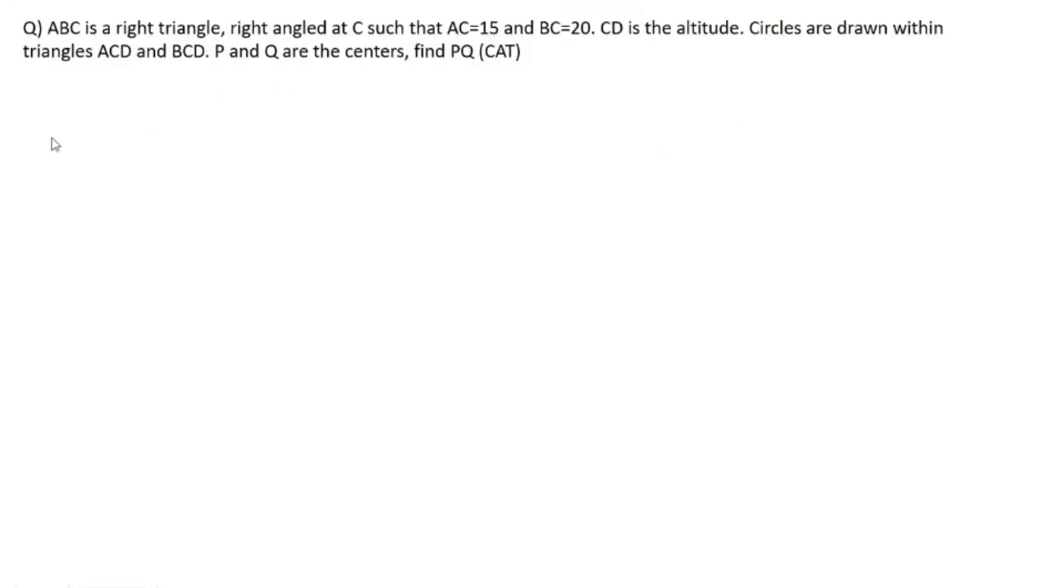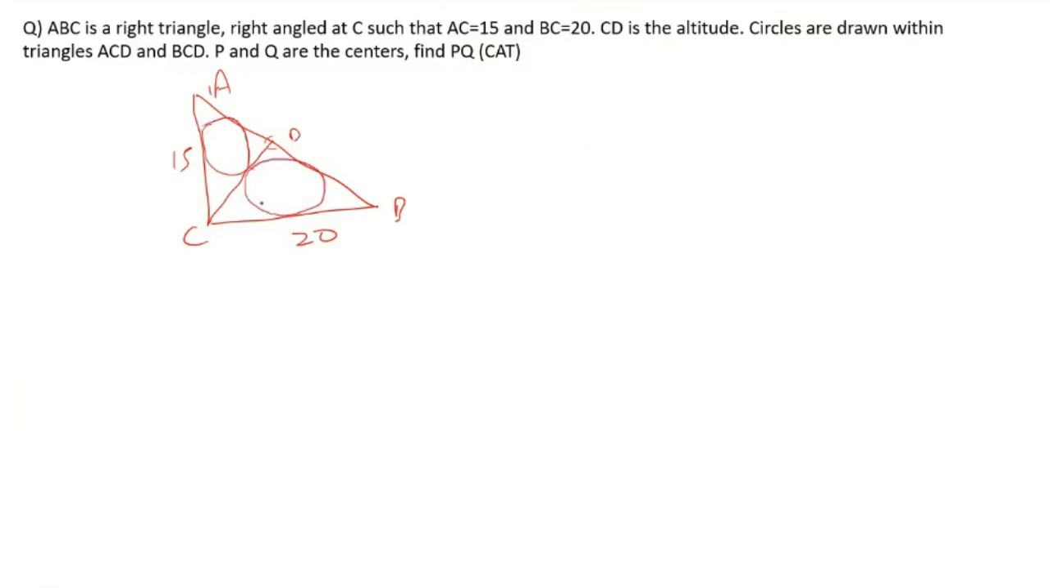ABC is a right triangle, right angle, such that AC is 15. Yeah, this is a previous CAT question, a popular one. Right angle at C, ABC here, AC is 15, BC is 20. CD is the altitude, so CD makes the 90 degree angle here. Circles are drawn within triangles ACD and BCD.